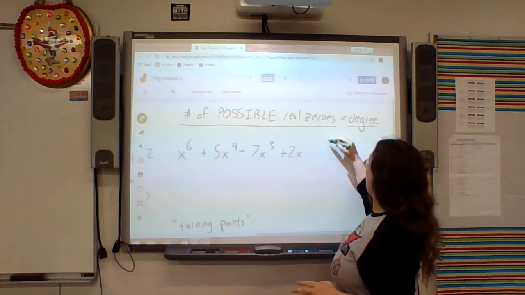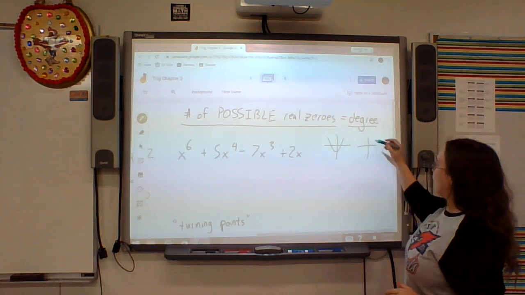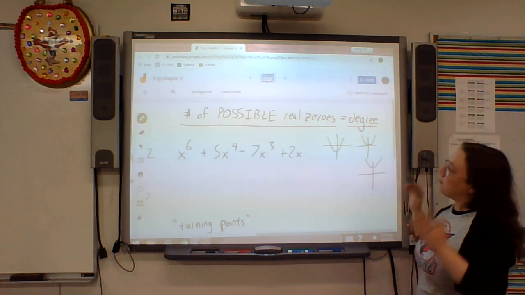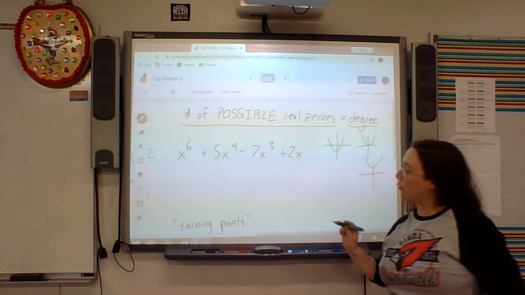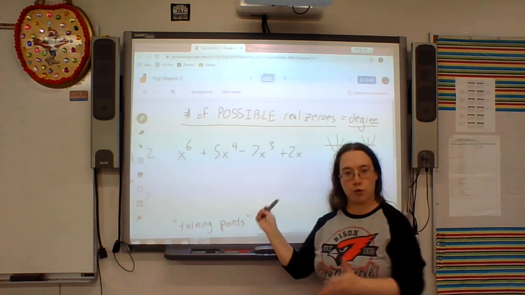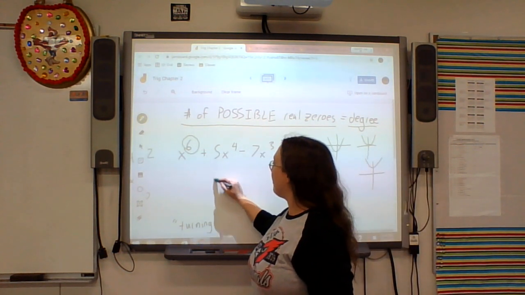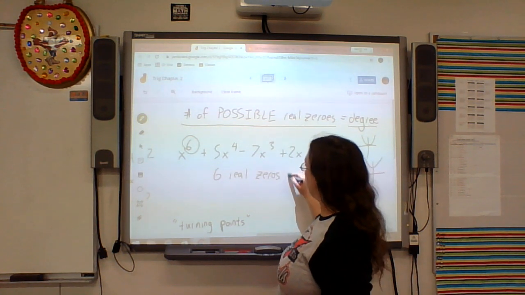Because if we have something with a degree of 2, it could have 2 real zeros. It could have 1 if it does something like this, or it could have none at all. But our degree is the number of possible real zeros. So if we're looking at our possible real zeros here, we're looking for, again, our degree, which is our biggest one. So this could have 6 real zeros, possibly.